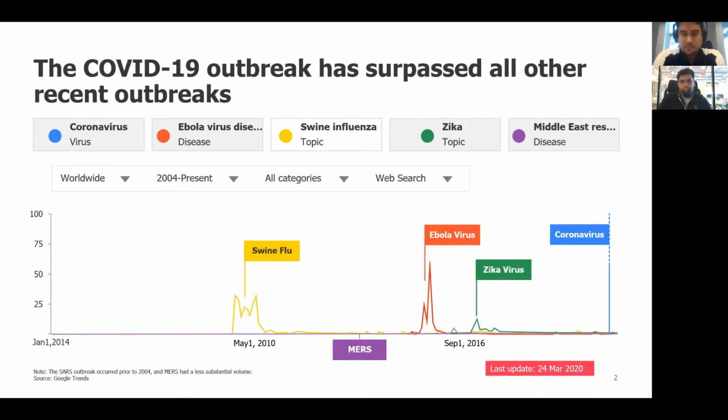So the output of the slide is mainly to talk about how much it has created the buzz around search, and it's much higher than all the other outbreaks that we have faced. Can we go to the next slide, please?